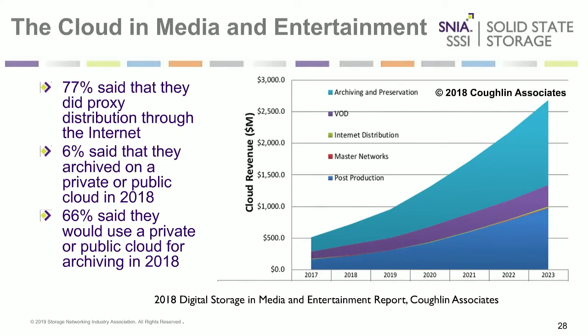We talked a bit about the cloud in various ways, and so here's a chart from the report on the right-hand side that looks at different aspects of that workflow and the projections on the growth in cloud storage, in terms of the overall revenues. We're projecting somewhere north of $2.5 billion in 2023 of cloud storage revenues for all these media entertainment applications, going up from about $500 million in 2017. In the survey, we found that 77% did product distribution through the internet. I think we mentioned that before. 6% said they archived on a private or public cloud, and 66% said they would use a private or public cloud for archiving in 2018.